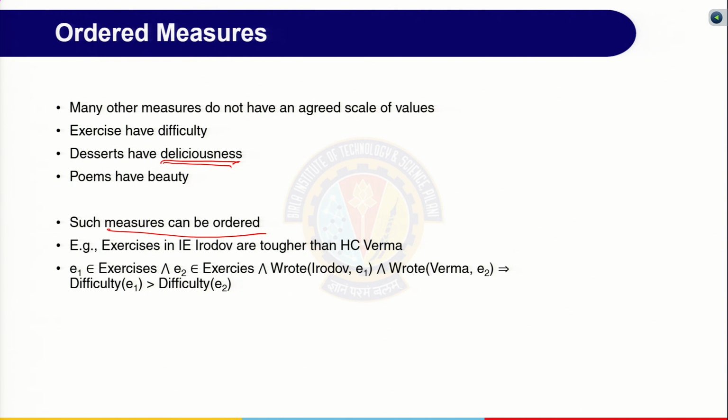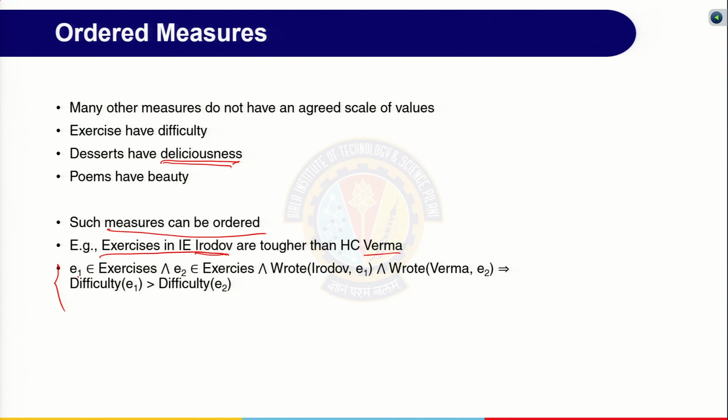So if anyone has worked on physics in the +2, they would know that the examples from the Irodov textbook are quite harder than examples from the textbook written by H.C. Verma. So if you want to represent this particular sentence, that exercises in I.E. Irodov are tougher than H.C. Verma, I can use the following notation. Instead of giving a value for the exercises, now I will order these values.